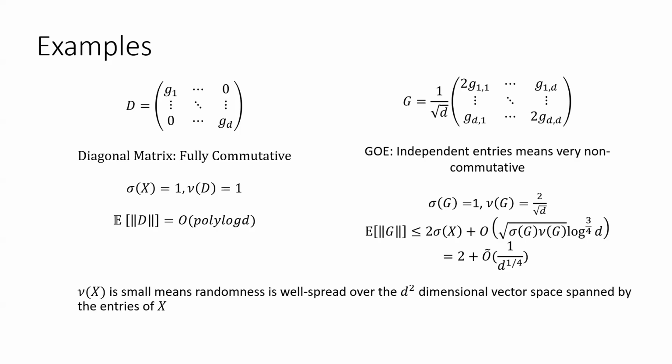Right. So basically, going back to what I said earlier, if nu x is small, it means that the randomness of the matrix is more well spread over its entries. Why? Because nu x, again, is the maximum eigenvalue of the covariance matrix of the random matrix as a vector. So it basically tells you that the randomness is well spread over this d squared dimensional vector space spanned by its entries. There's no one direction where you have a lot of randomness. Intuitively, you can think of it that way.